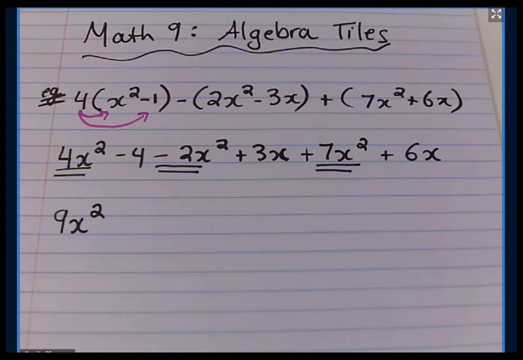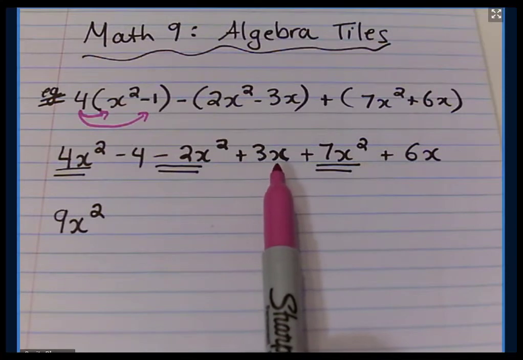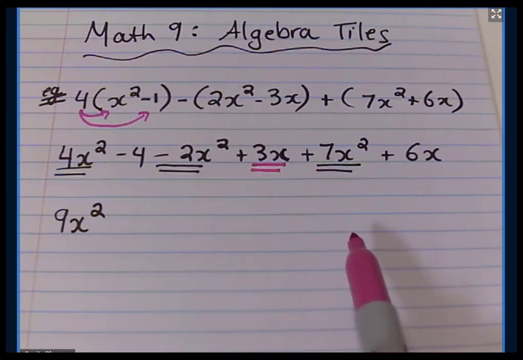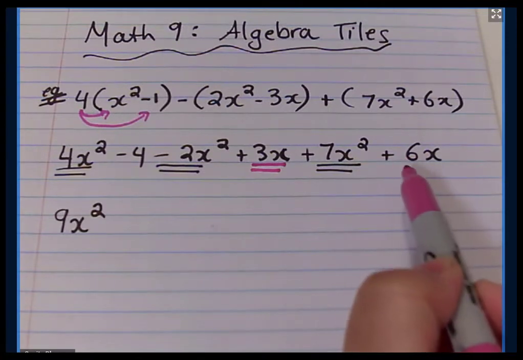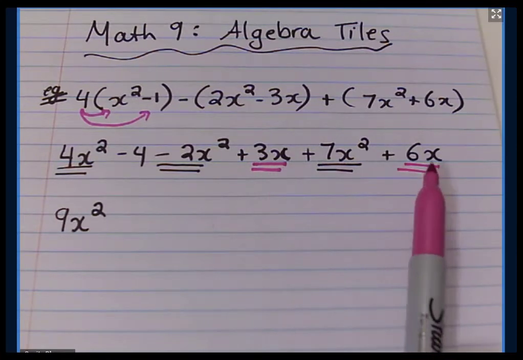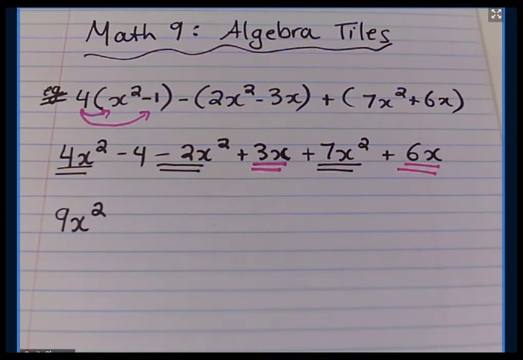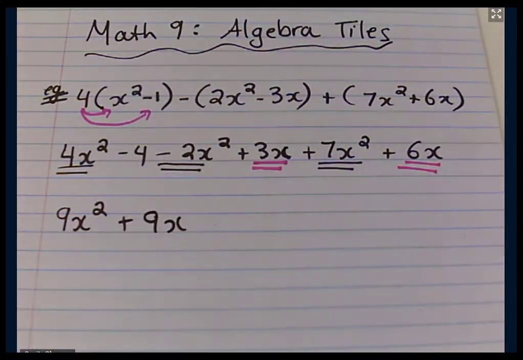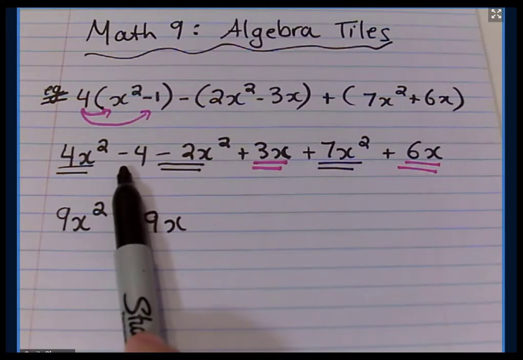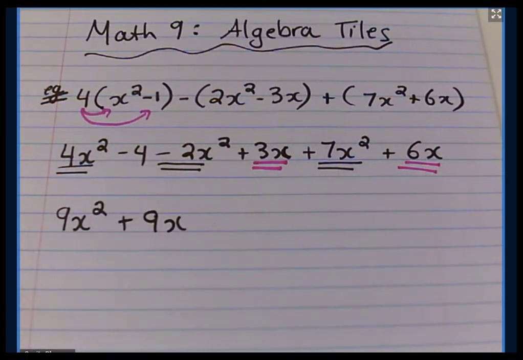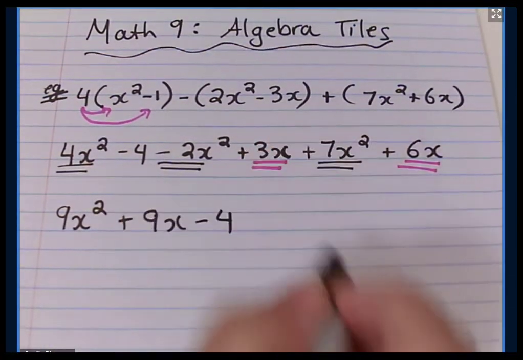Next, I will collect the variables with x. So we have a 3x here, and we have a positive 6x. Collect those together, and I get 9x. And our last one that's left is just a negative 4. There's nothing else here to collect that with, so we would just bring down that minus 4 like that.